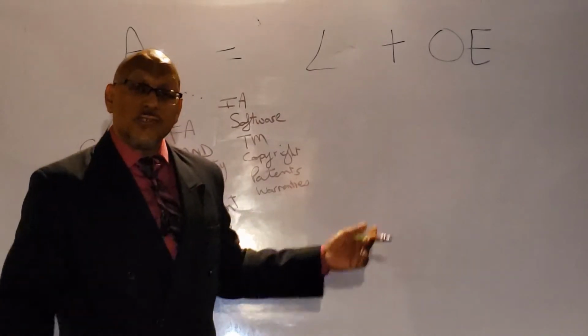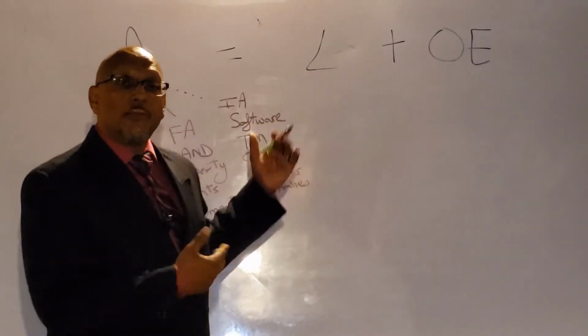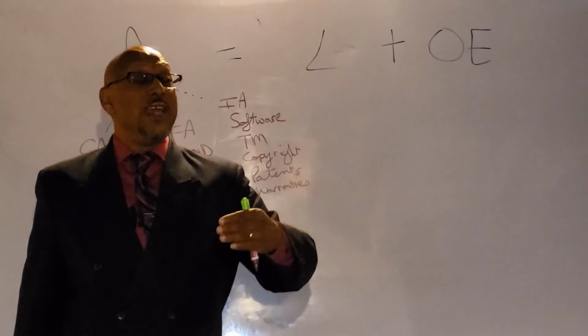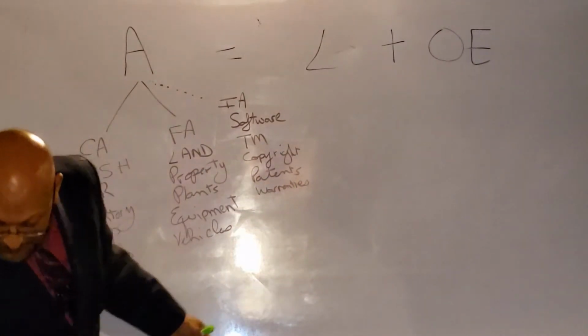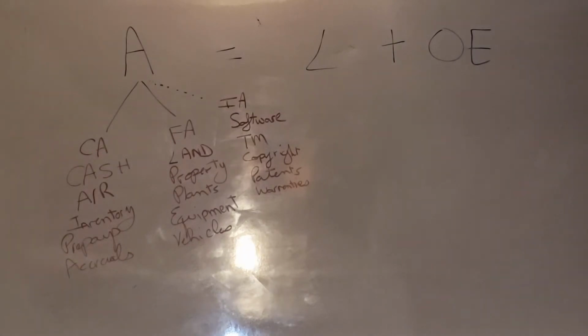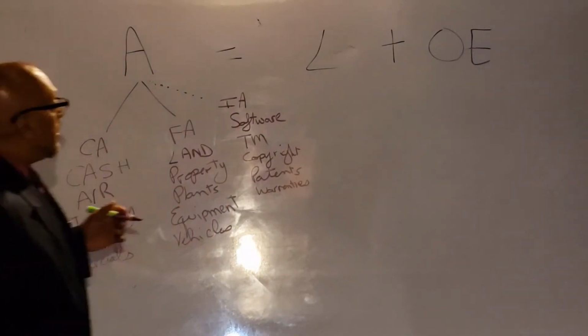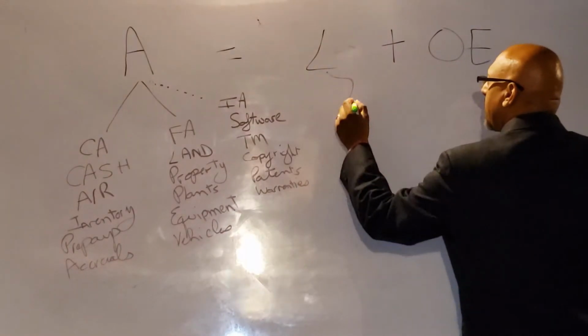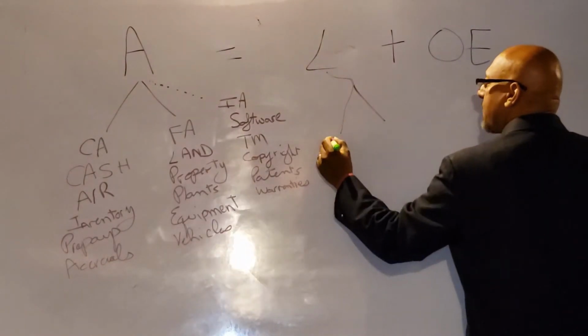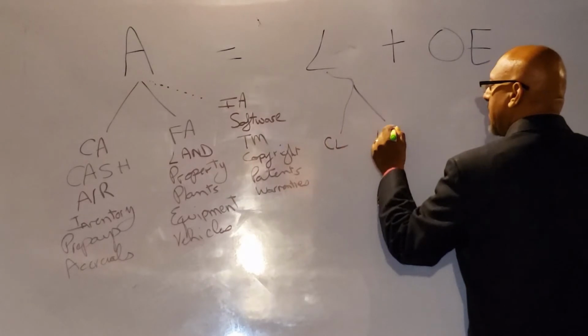So again, this is an introduction to accounting, and I'm throwing out some words that we made from our alphabets. The next category we have is liabilities. Now, liabilities can be broken down into two categories. We have current liabilities and long-term liabilities.